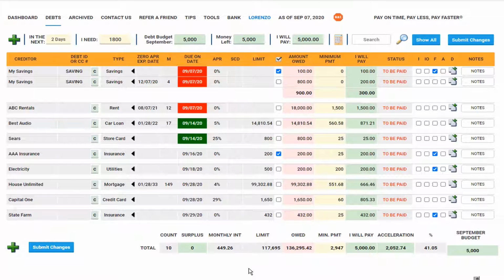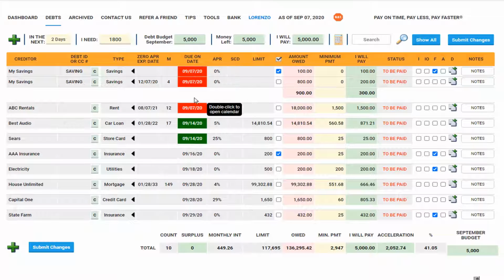Understanding the money left field. The money left field is here, and as the name implies, it is the money left for the month. In this particular example, we see that the debt budget for September is $5,000. At this moment, all the debts are in September.